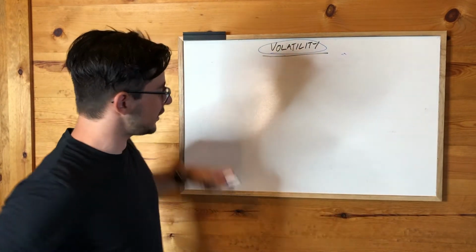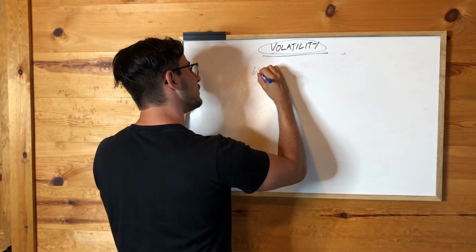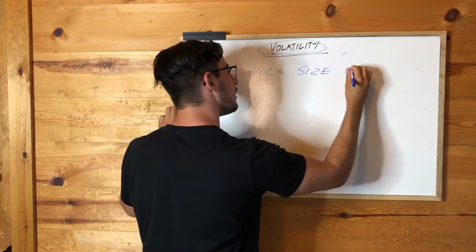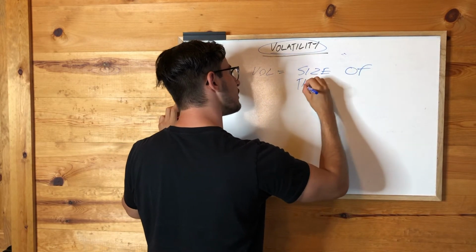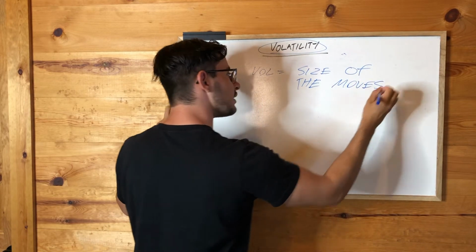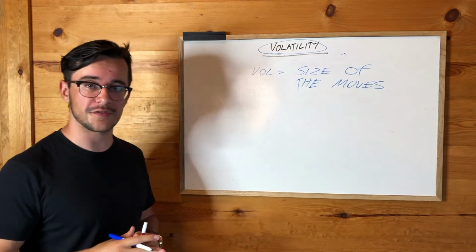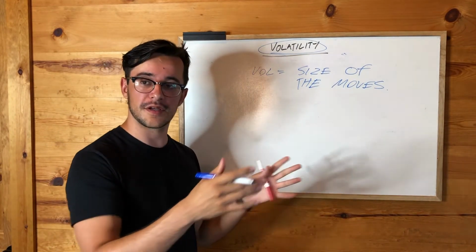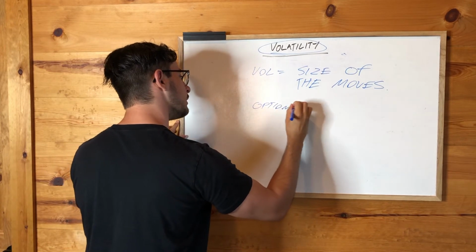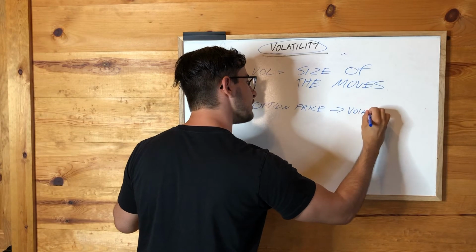So volatility is really one simple thing. Vol is the size of the moves. That's really all volatility is. It's the size of the moves on a day-to-day basis for a stock or over a given time period. To understand option price, we need to understand volatility.